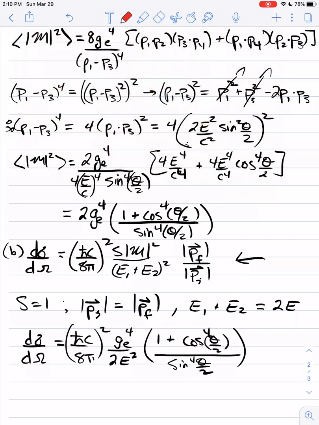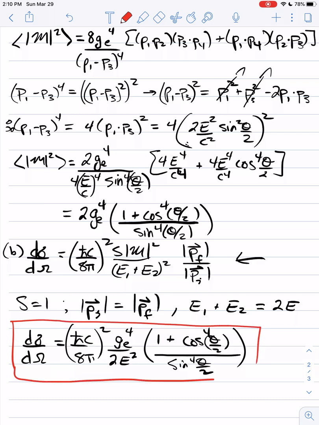We'll stick with that. Maybe one could ask oneself, with this particular situation, how do you maximize the differential scattering cross-section based on the geometry? Or how is it affected by the geometry? But that's all that we're going to talk about for now.